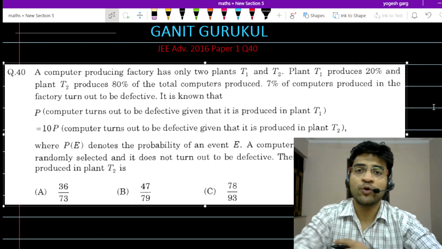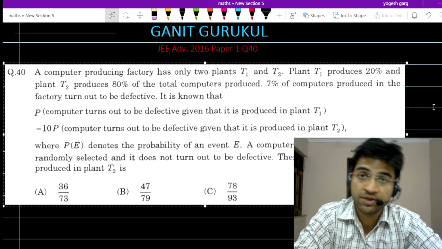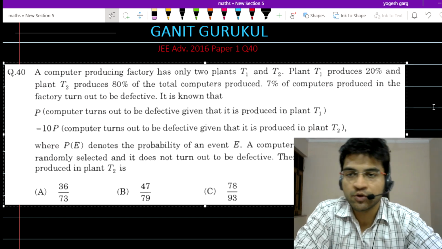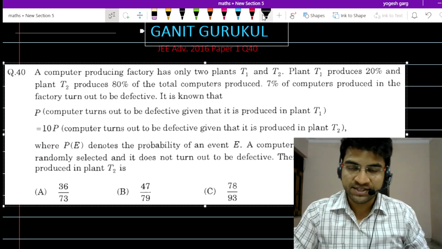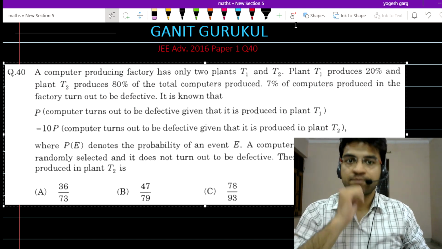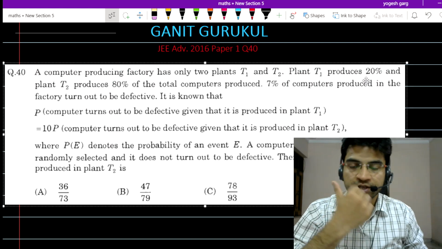In this video, we are going to discuss JEE Advanced 2016 Paper 1 question number 40, and this question is based on probability, especially Bayes' theorem, right? So what we have: a computer producing factory has only two plants, T1 and T2. Plant T1 produces 20% and plant T2 produces 80% of total computers produced.